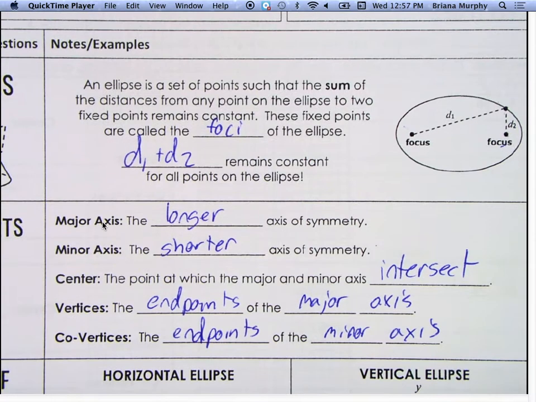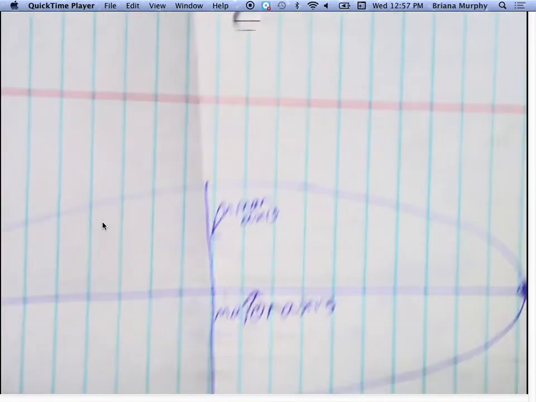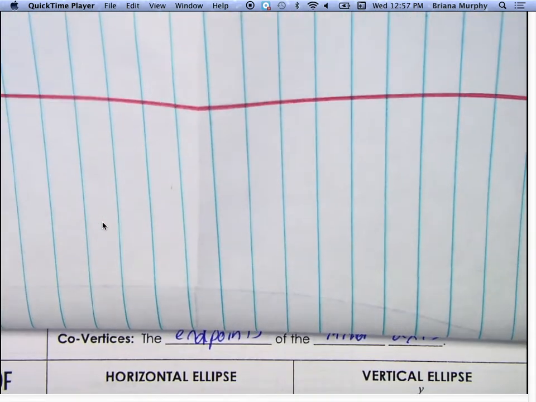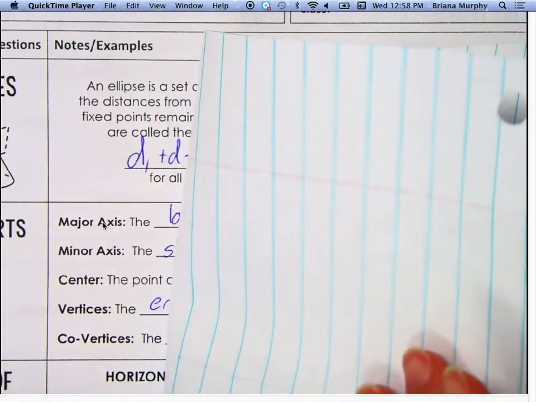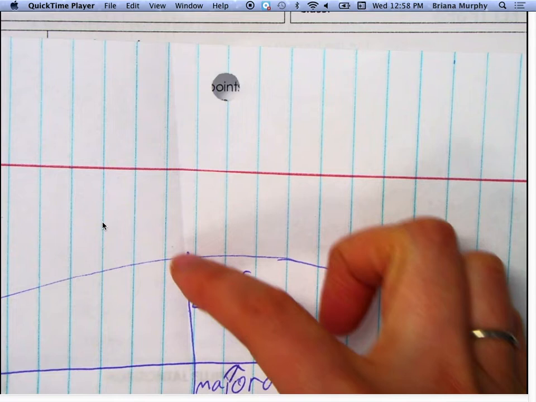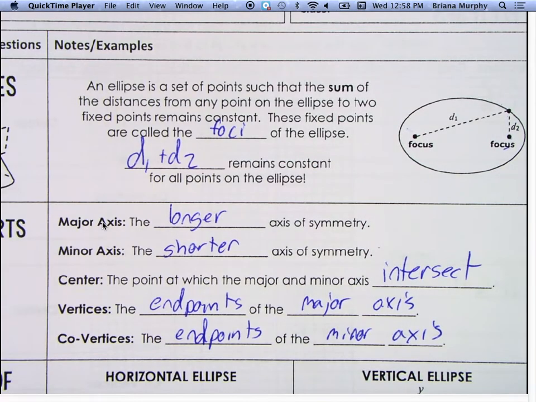Major axis is the longer axis of symmetry, where minor axis is the shorter. So if we were to draw this and fold it in half hot dog ways, that's the major axis. Fold it in half hamburger ways, that's the minor axis. Major is longer, minor shorter. The center is where the two axes intersect. Vertices are the endpoints of the major axis, and the co-vertices are the endpoints of the minor axis.